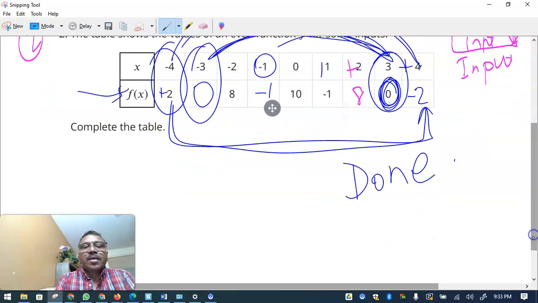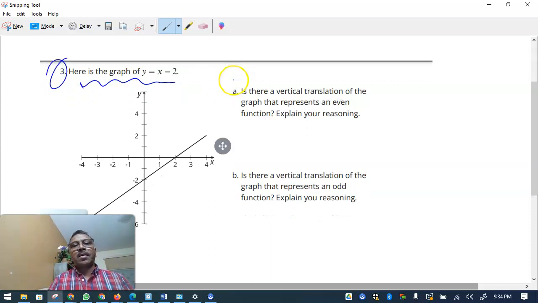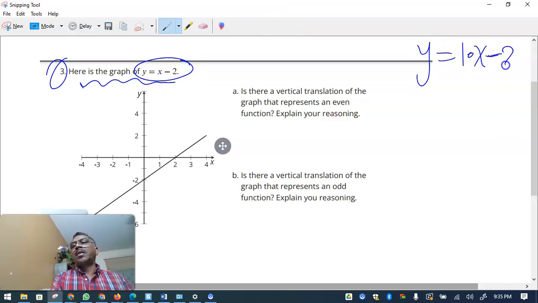Let's see the next question, the problem. So question number 3, here is the graph. So you see the graph right there, and there is y equals x minus 2, which means the slope is 1x, and the y-intercept is, so that's the y-intercept where it goes to minus 2. The slope is 1 over 1.